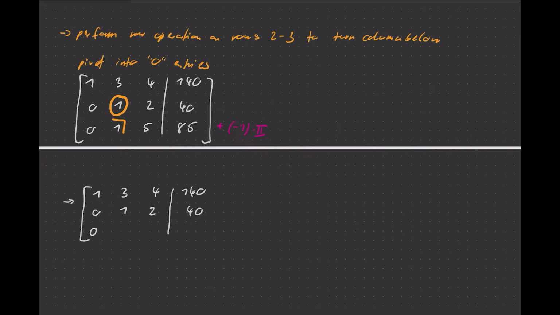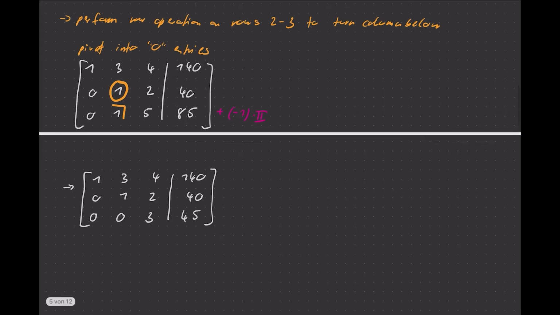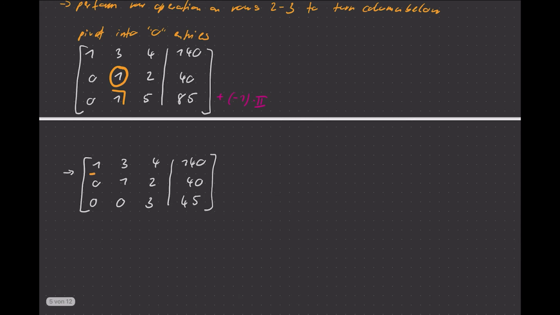And then start here. What we get is, well, 1 minus 1 is 0. That is what we wanted, so that's nice. And here we have 5 minus 2, that's 3. And for the right-hand side, we get 85 minus 40, that is 45. And now we're at the point where we have echelon form, like this. Here's our two selected pivots.